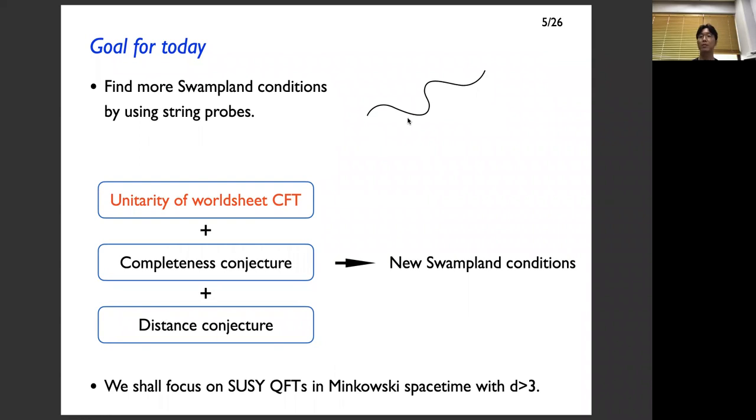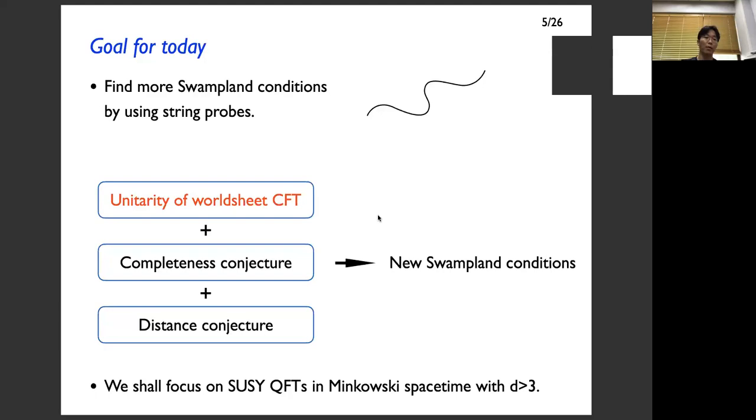Basically, we are looking more carefully at the unitarity of the 2D worldsheet CFT on the string probe, and combining this unitarity of the worldsheet theory with Swampland conjectures like the completeness conjecture and distance conjecture, and collecting all of them, we'll try to find or extract more new Swampland conditions which constrain the bulk supergravity theories. So this is our goal. And also this will presumably provide more evidence for the string lamppost principle, okay?